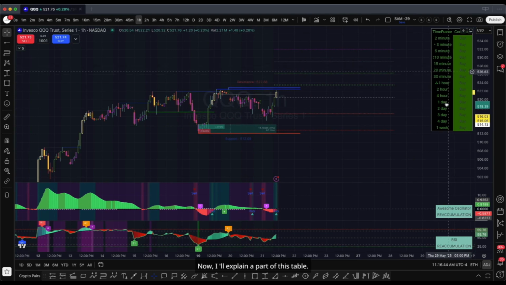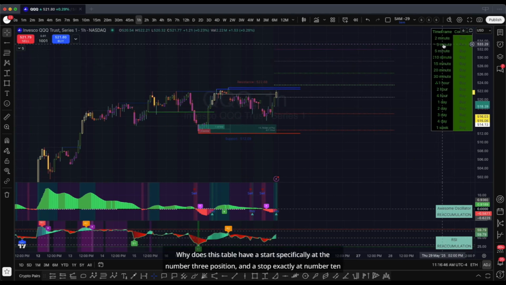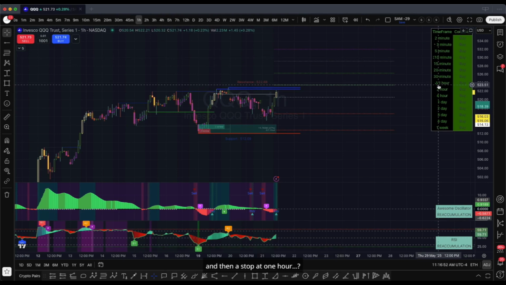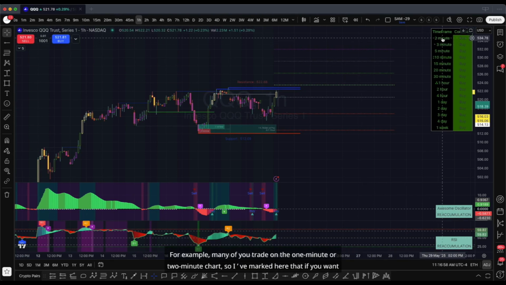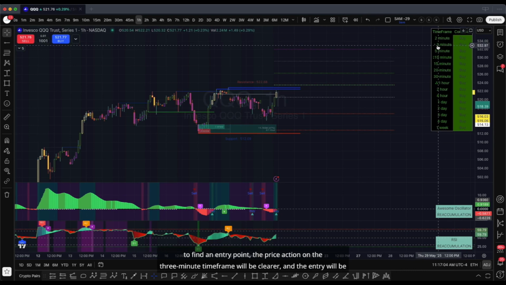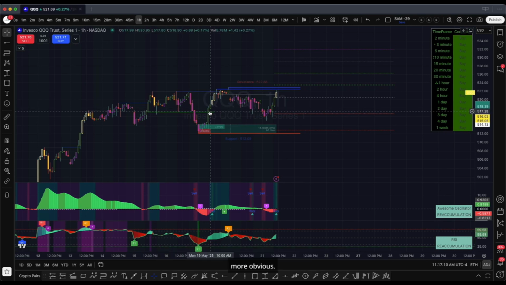Now, I'll explain a part of this table. Why does this table start specifically at the number 3 position, with a stop exactly at number 10, and then a stop at 1 hour? These are the areas that are the most clearly visible to me. For example, many of you trade on the 1 minute or 2 minute chart. So I've marked here that if you want to find an entry point, the price action on the 3-minute time frame will be clearer and the entry will be more obvious.